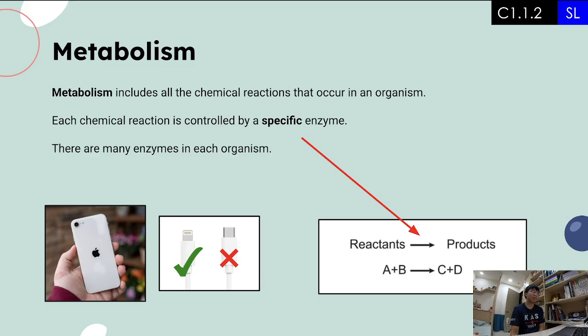And what is metabolism? Metabolism is what we call every single chemical reaction that occurs in our organism, and it's controlled by a specific enzyme. It's really important that every single reaction has its own enzyme and only that enzyme. That means this enzyme can only control this reaction. Because we have so many reactions, there are so many enzymes in every organism, including humans. How I like to think of it: my phone is an iPhone SE, so it's an old one. It can only use the old charger, not the new charger. So think of it, this reaction can only be catalyzed by this enzyme. It's a one-on-one thing.